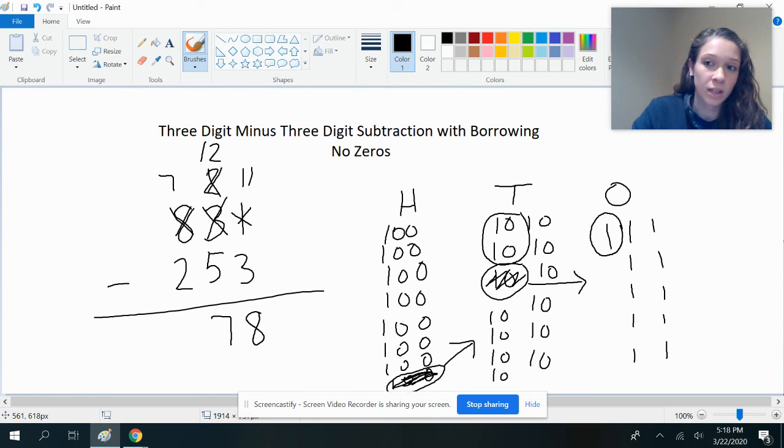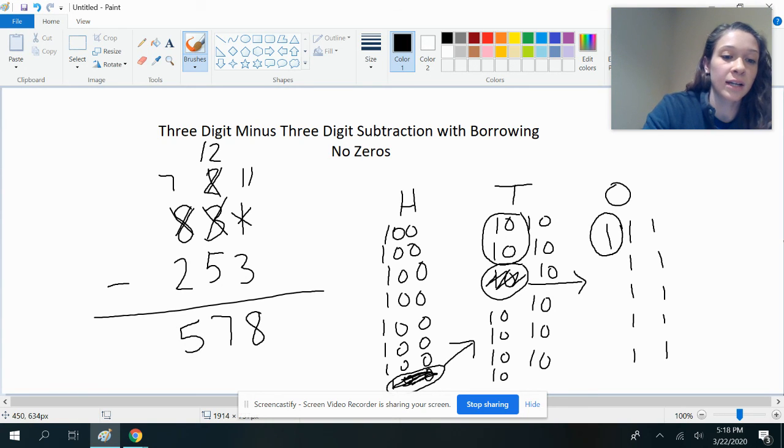Now I can move over to the hundreds place. So 7 take away 2. 1, 2, is 5. So we can just go ahead and write 5 down, and our answer should be 578.